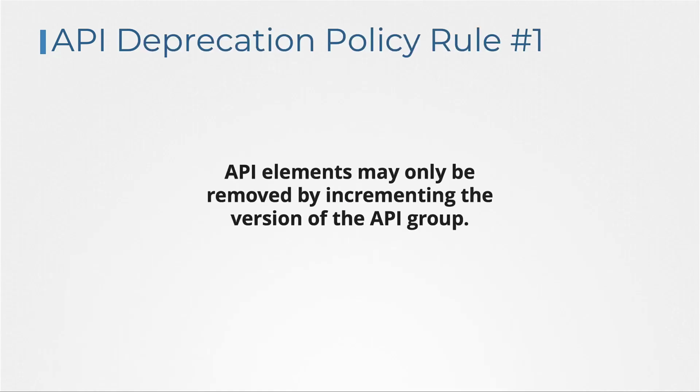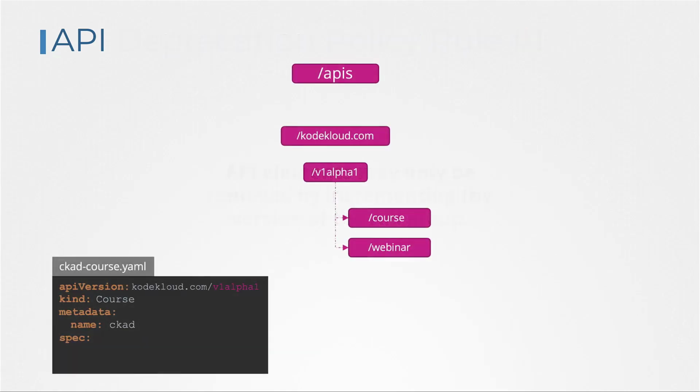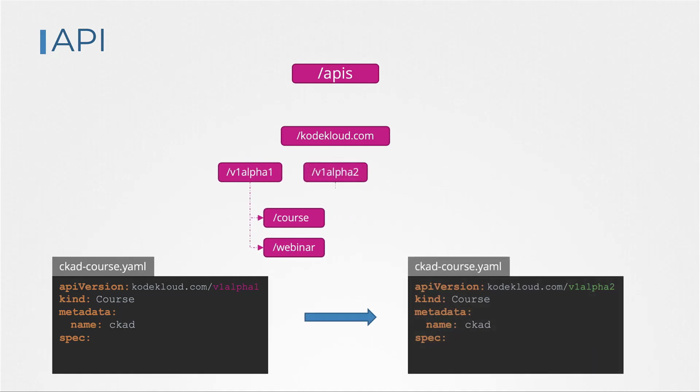No. That's where the first rule of API deprecation policy comes into play. API elements may only be removed by incrementing the version of the API group. Meaning, you can only remove the webinar element from the V1 Alpha 2 version of the API group. It will continue to be present in the V1 Alpha 1 version of the element. So at this point, the resource in database is still at V1 Alpha 1, but our API version has now changed to V1 Alpha 2.